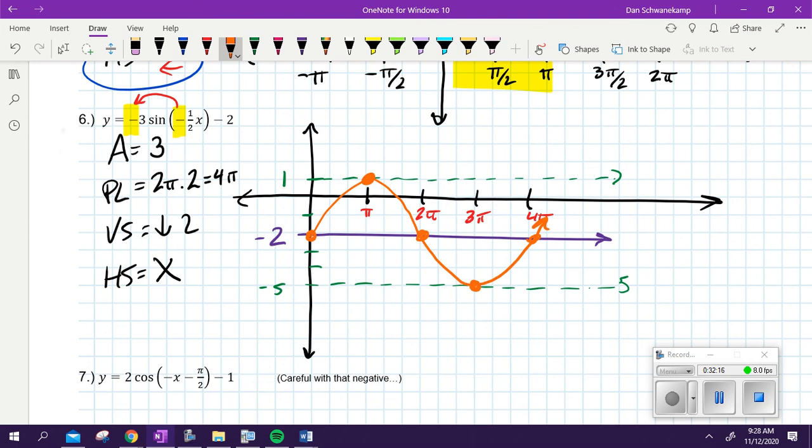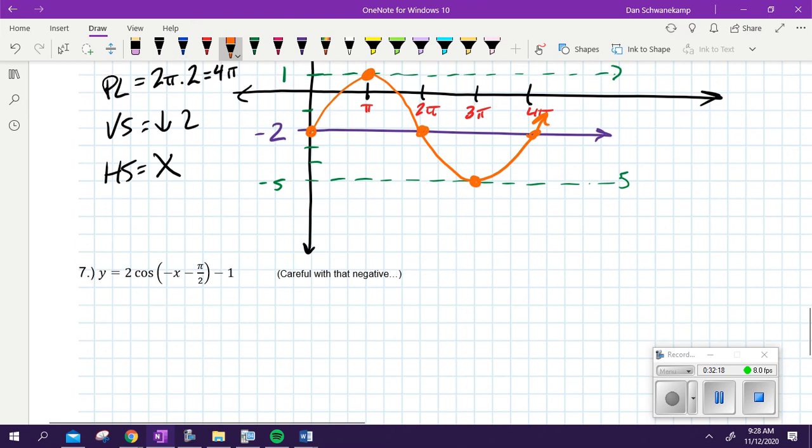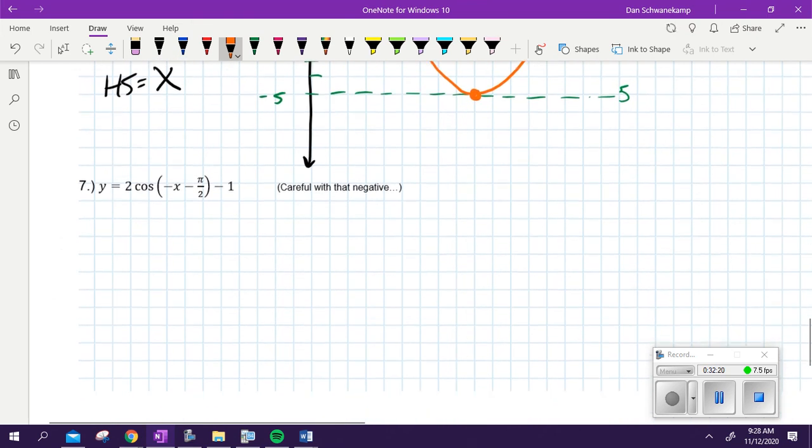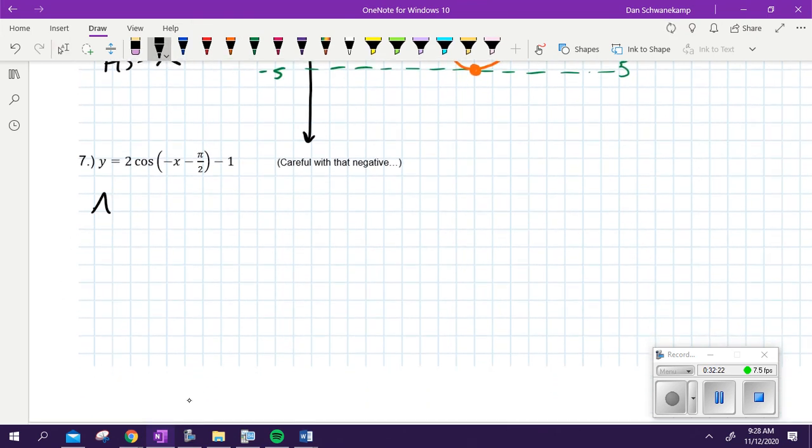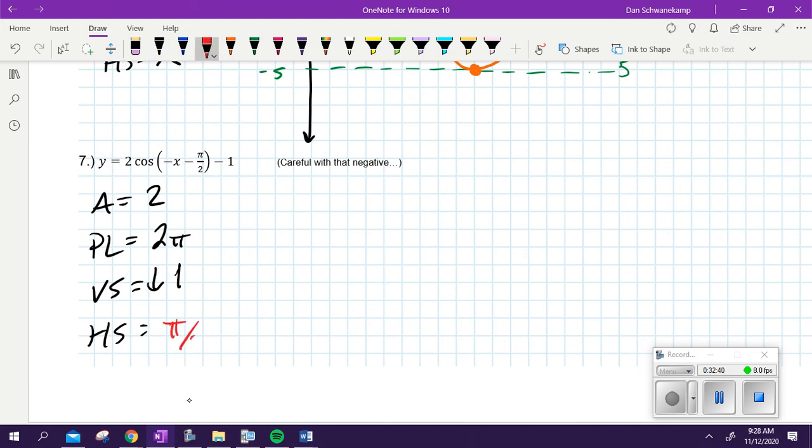Good there? Last one. Stay with me here. Amplitude, period length, vertical shift, horizontal shift. Amplitude is 2. Period length is 2 pi. Vertical shift is down 1. What about horizontal shift here? It is pi over 2, but which direction does it need to go?